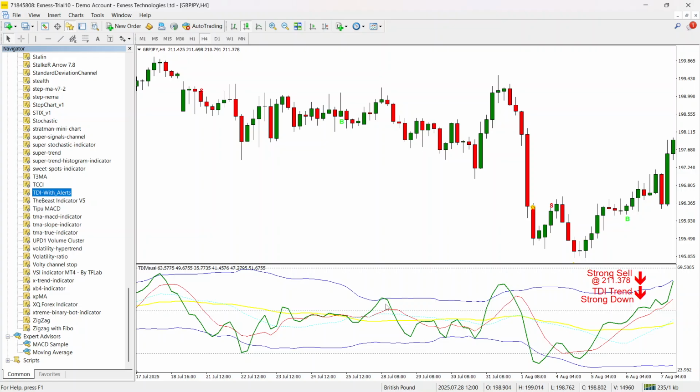The TDI with alert plots the TDI line, a signal line, and Bollinger Bands around RSI in a single sub window beneath price. When the TDI line is above 50 with an upward slope, it implies bullish trend conditions. Below 50 with a downward slope implies bearish conditions.